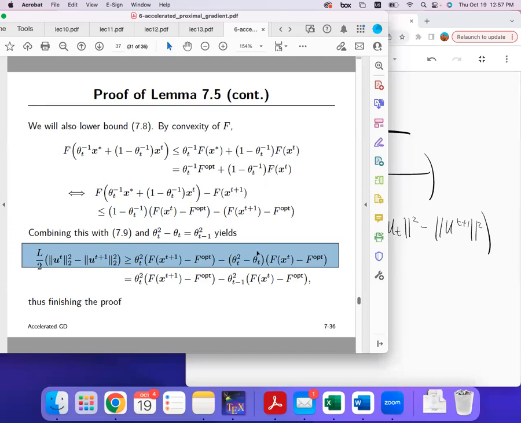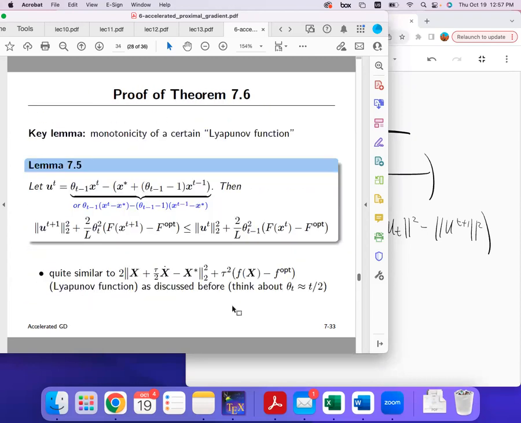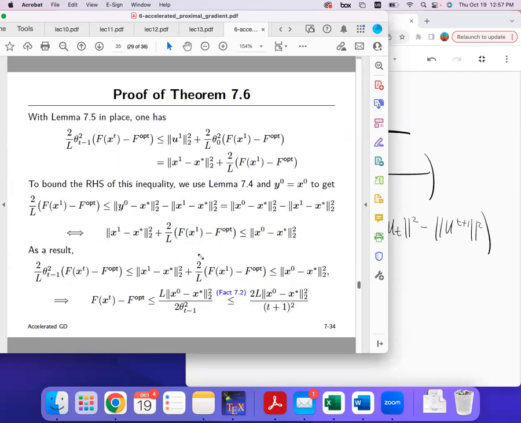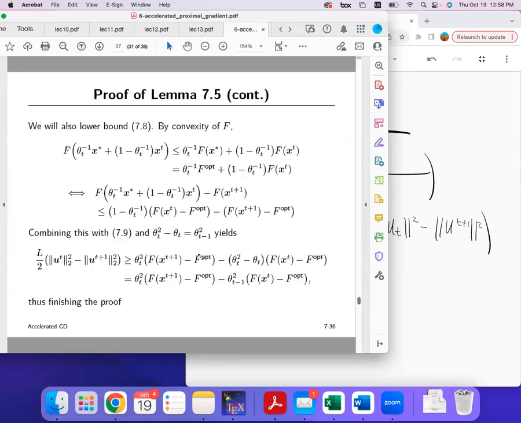In particular, theta_t squared minus theta_t actually equals theta_{t-1} to the power of 2, based on how theta_t is defined, based on this recursion. Based on that recursion, this term is actually theta_{t-1} squared. So in the end, we proved this Lemma 7.5.